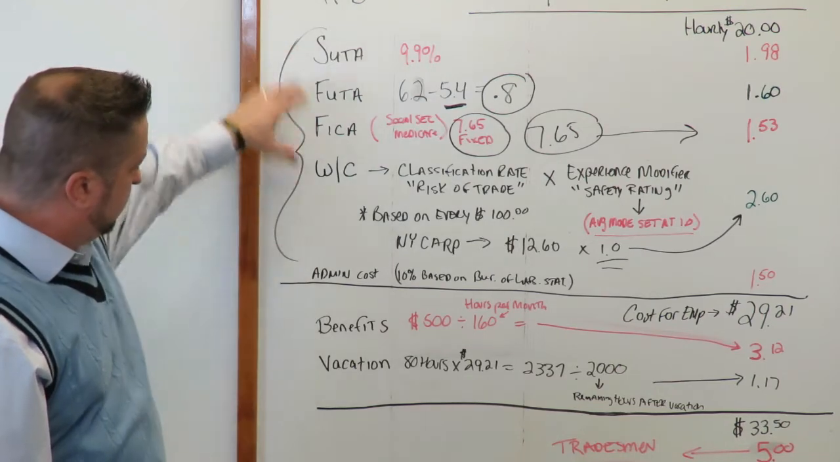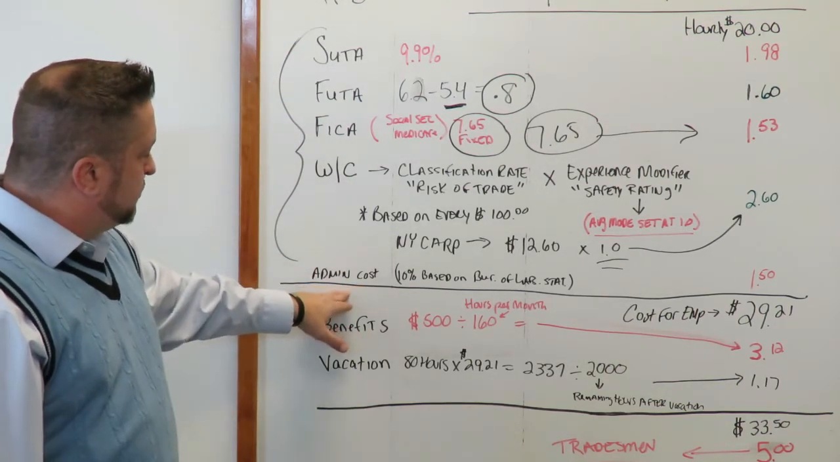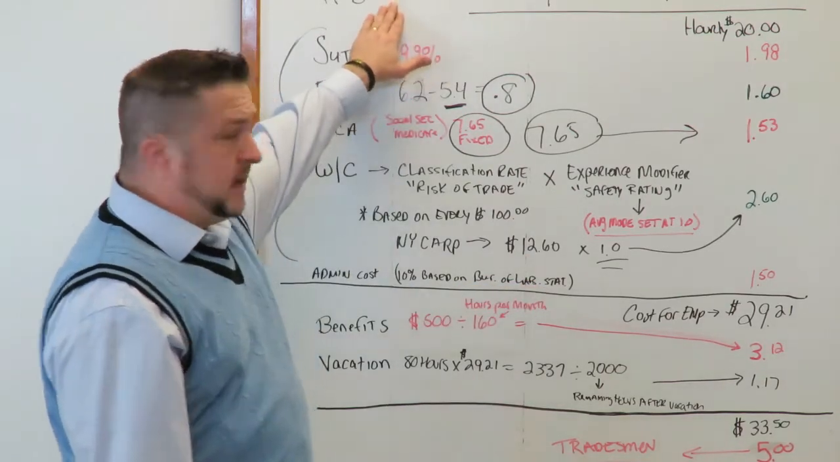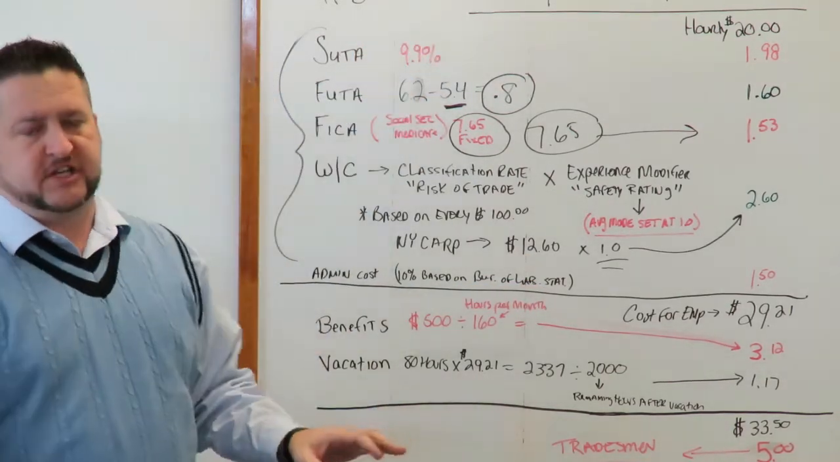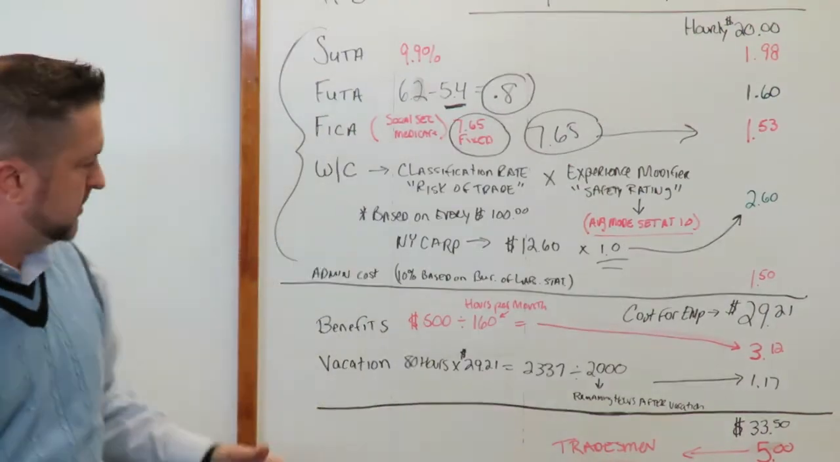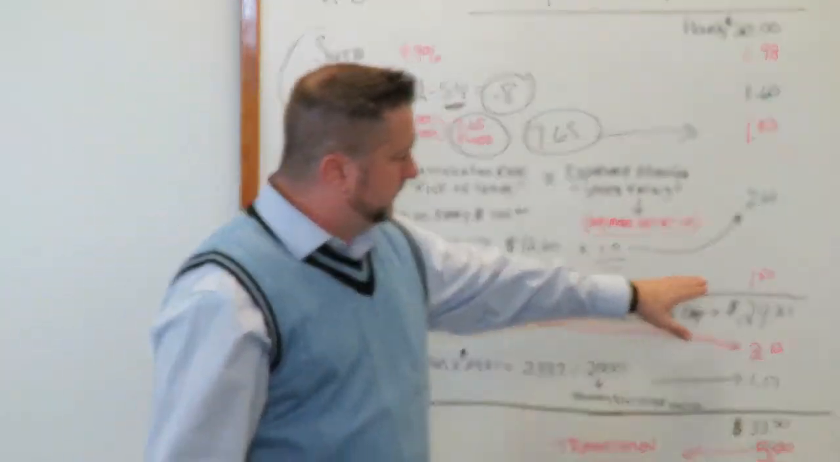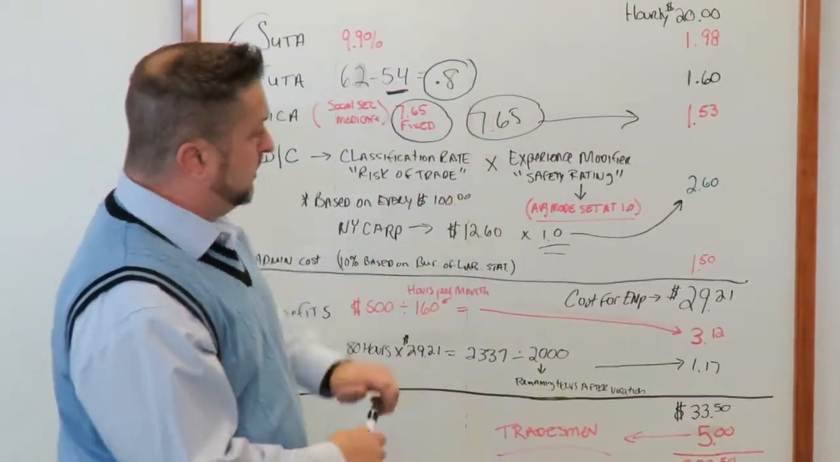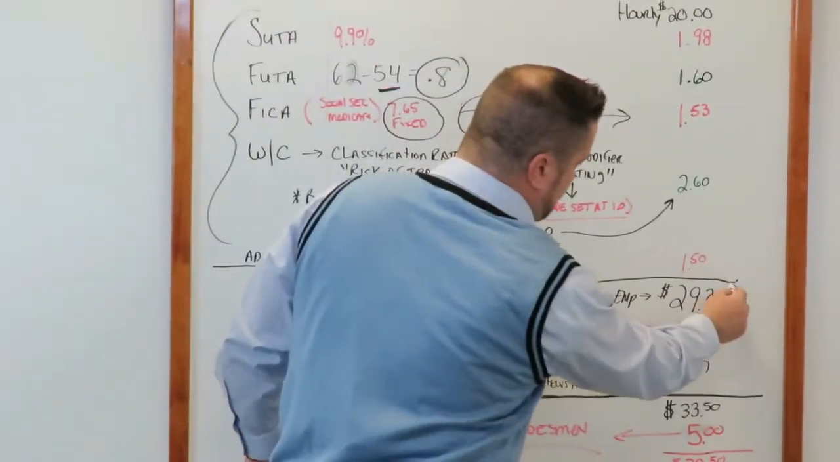Administration cost is the last thing we consider in the top 5 here. Administration cost is always 10% based on your hourly rate. Based on the Bureau of Labor Statistics, it's always about 10% of the cost. In this example, we're just going to use $1.50. So on the back end burden for any employer, for a $20 an hour employee, we'd be looking at $29.21.